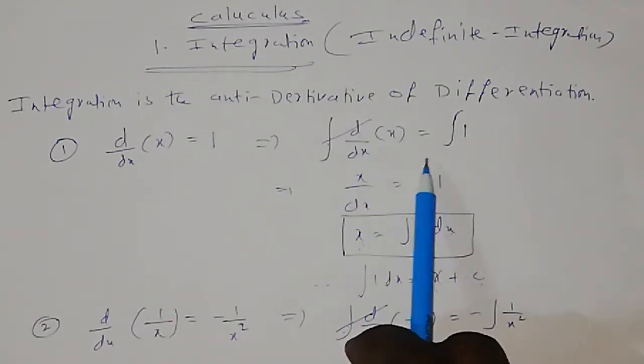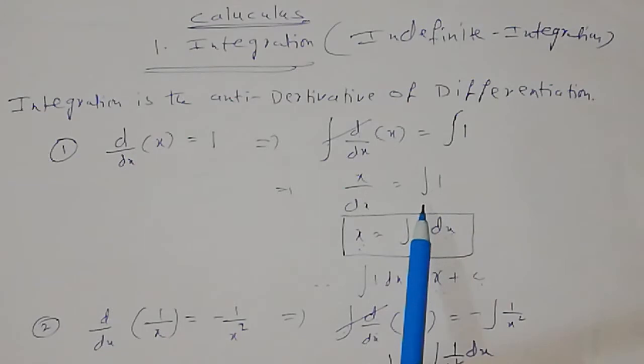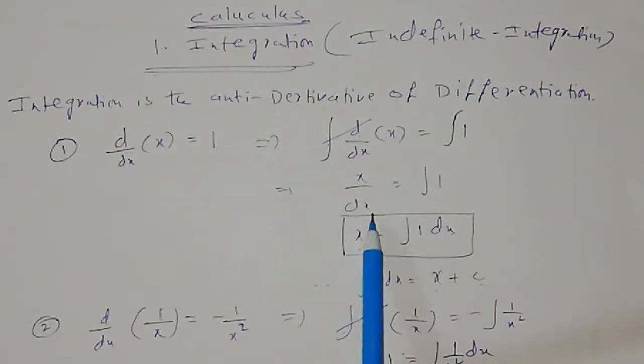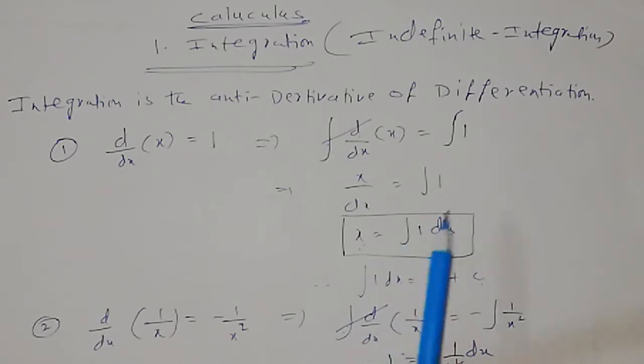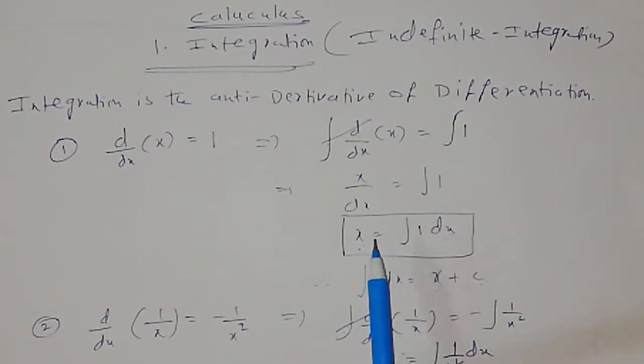So what are we getting here now? x is equal to integration of 1, and I am sending the denominator dx to the right side. So what are we getting here? x is equal to integration of 1 into dx. So this is the formula for integration of 1 dx. Integration of 1 into dx is nothing but x. This formula you can write like this: integration of 1 into dx is equal to x plus c.